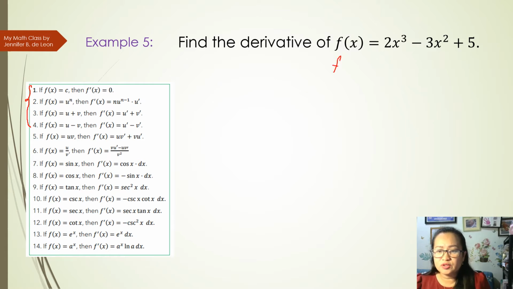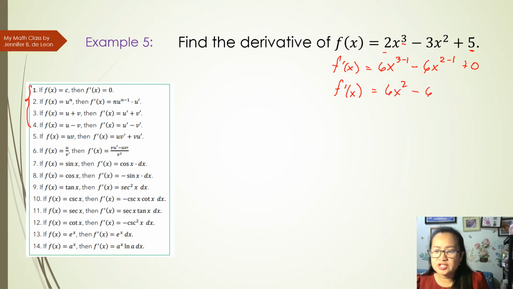Now, applying what we have learned in the previous example, all you have to do is to multiply the exponent by the numerical coefficient. So we will have 6. Then we deduct by 1 degree. So we will have 3 minus 1. Repeating the same process, we will have 2 times 3, that is 6. And then x will have an exponent of 2 minus 1. Now remember that whenever we have a constant, the derivative is 0. Simplifying further, we shall have f prime of x is equal to 6x squared minus 6x.